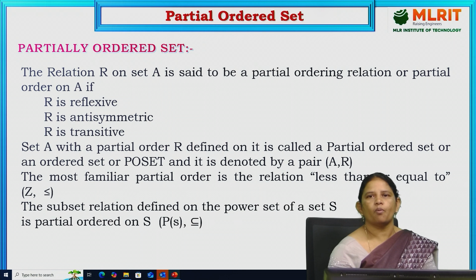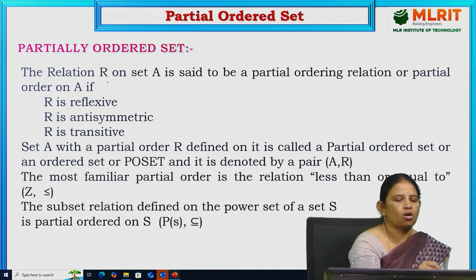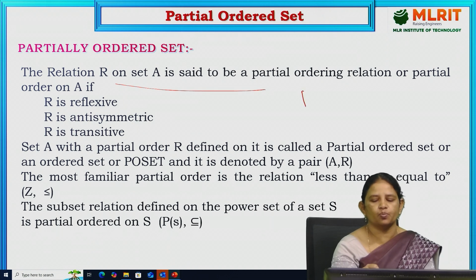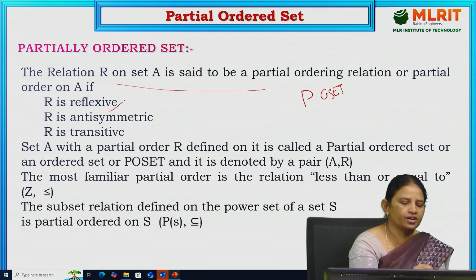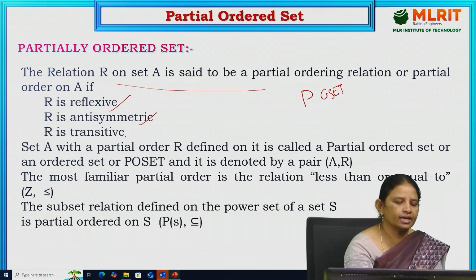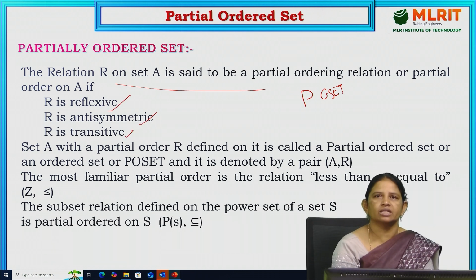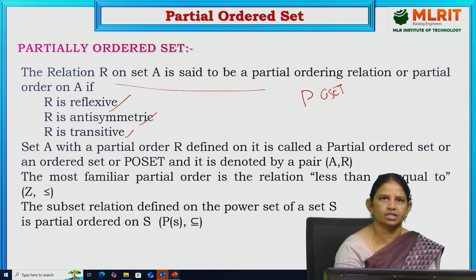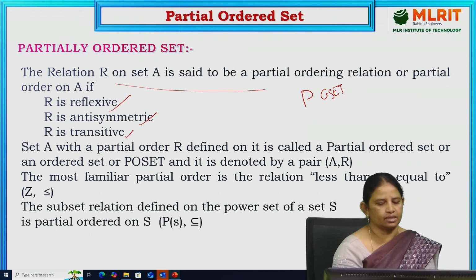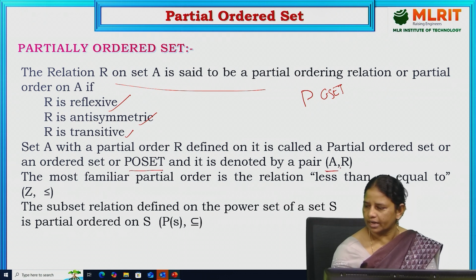Now coming to the partially ordered set. So what is meant by partially ordered set? A partially ordered set is called a poset. What are the properties of a poset? It is a reflexive relation, antisymmetric and transitive. Any relation consisting of these three properties, reflexive, antisymmetric and transitive, is said to be a partially ordered set or poset. That is denoted by the pair A comma R.